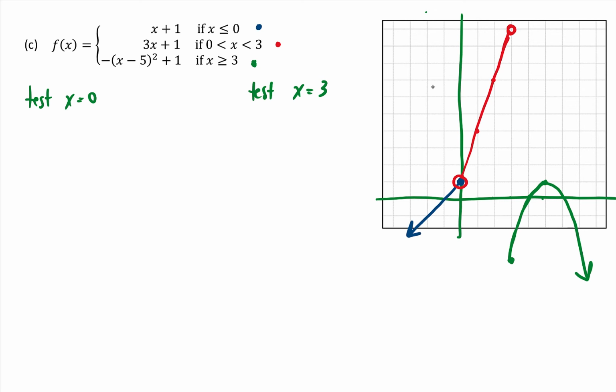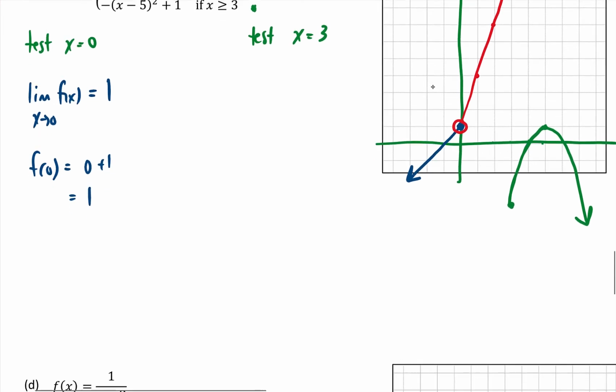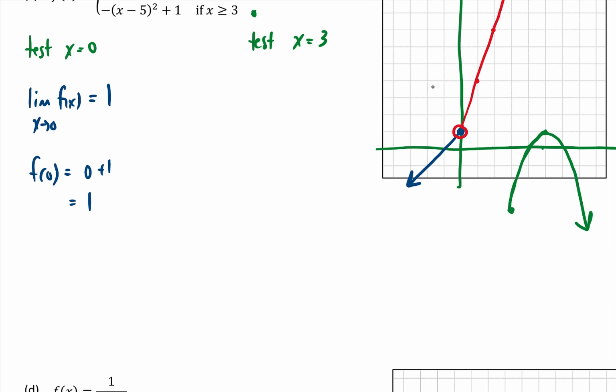Let's go through the test for x equals 0. So first of all, we see the limit as x approaches 0 for this function exists and it's equal to 1. We also see that f at 0 is equal to, well, for f at 0, we can only take this function here because it's defined when x is less than or equal to 0. So that's going to be 0 plus 1, which we already know is equal to 1. So this function is continuous at x equals 0.